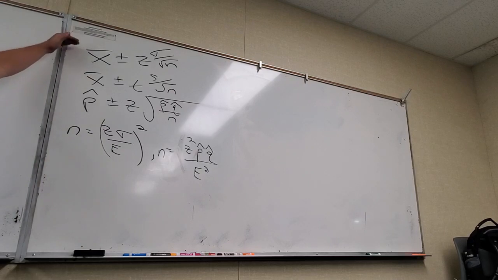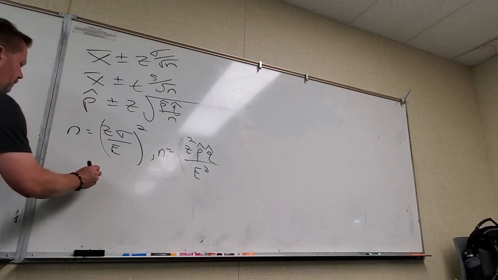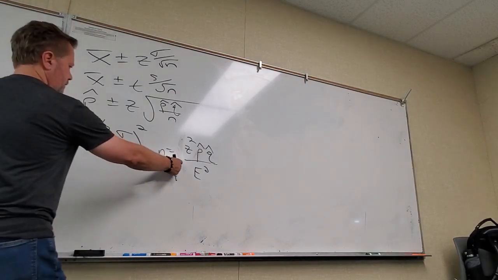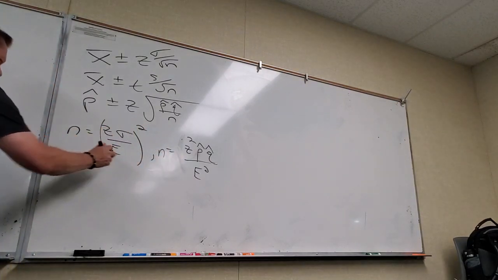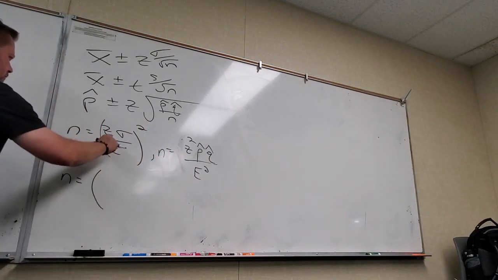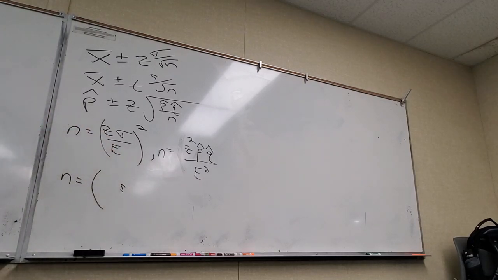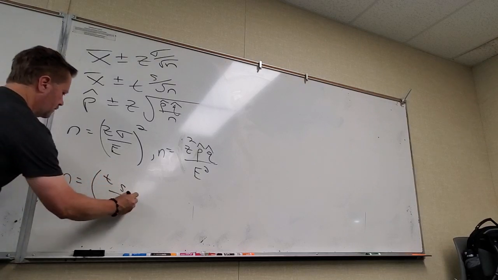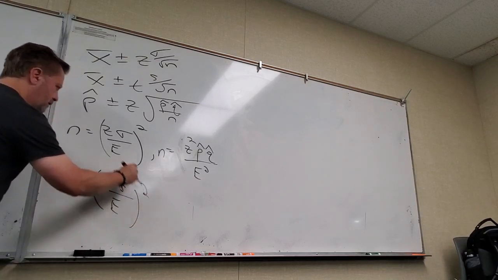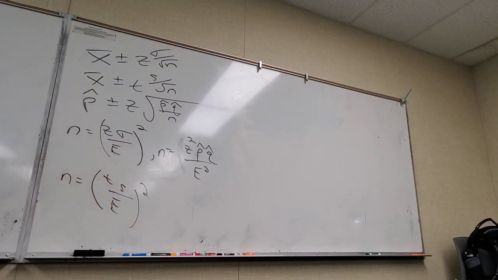So this is chapter 8 stuff. I will put one more up here, but I want you to realize it's the same as this. I'm sorry, it's the same as this. If I only know S, can I use Z scores? No. I have to use a T score. So these formulas though, these two are the same. T is the Z score. It accomplishes the same thing. It's just a little bit bigger. S is an estimate for sigma, right?